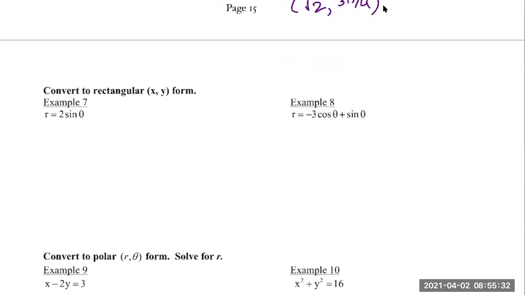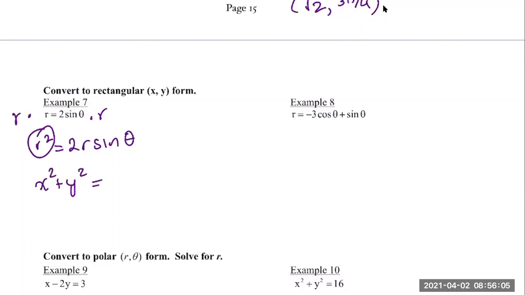So don't forget that that's an option: if multiplying by r doesn't work, sometimes squaring both sides works. So here's what you want to ask yourself. If I square both sides, it's not going to give my right-hand side the r that I would need to change that to be a y coordinate. So what I'm going to do is give both sides an r, which means multiply both sides by r. In doing so, you have r squared equals 2r sine theta. Now the r squared on this side is equivalent to x squared plus y squared. The r sine of theta on the right is equivalent to y, so 2y.